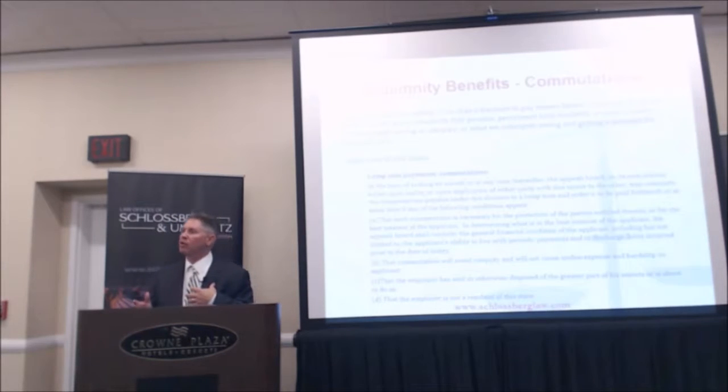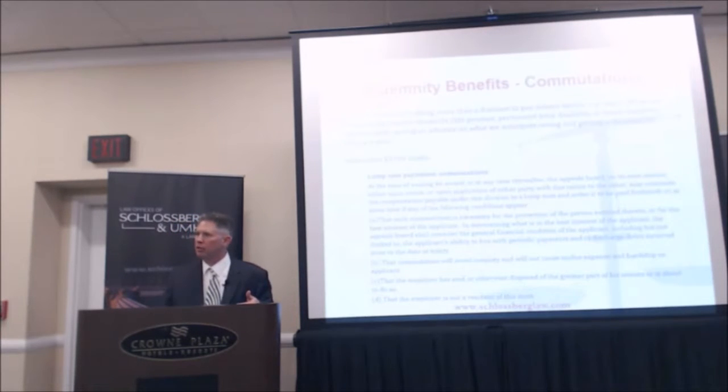Now, what's the rate of commutation? Traditionally, it's been about 3%. The commutation tables in the back of your labor code are based upon 3%. But a commutation is simply a discount that we are taking so that they get their money earlier. Is that okay? Is that pretty clear?